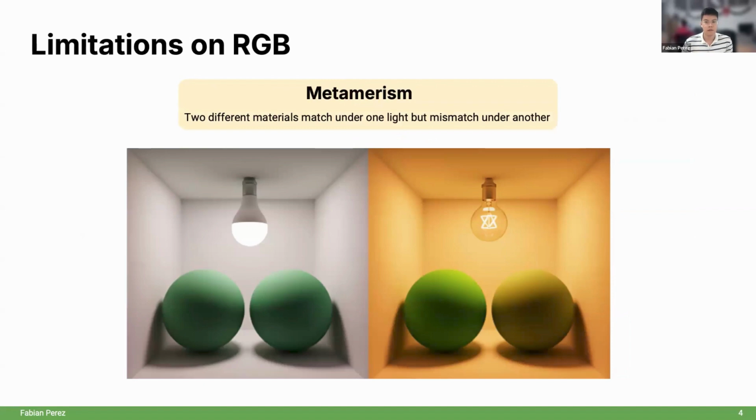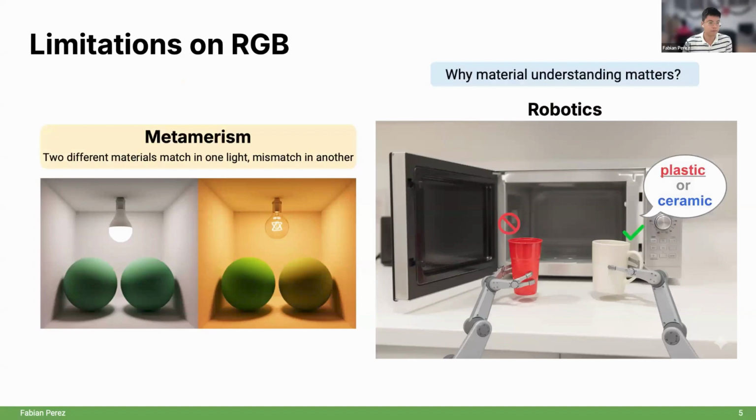For example, one of the limitations is due to metamerism. Since we only observe 3 channels, so RGB channels, 2 different materials can match in color under one light. When the illumination changes, the match breaks and the difference becomes visible. So this slide is an example. In the first column, it's with one light and they match. And then when we change the light, the difference becomes visible.